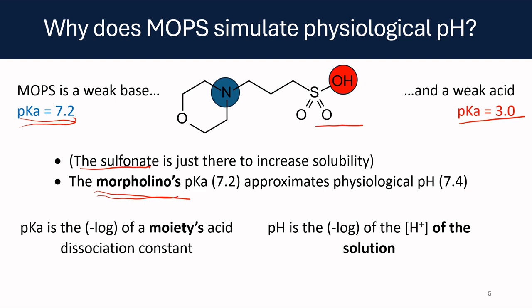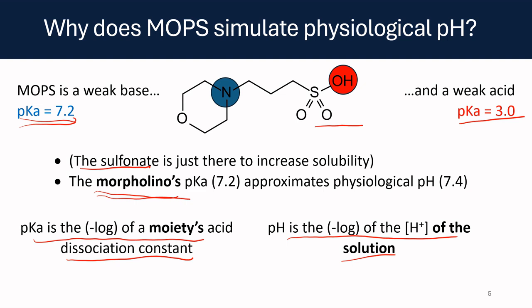But we need to take a step back and recall that the pH of a solution and the pKa of a functional group are similar but different. The pKa is the negative log of a moiety or functional group's acid dissociation constant. All right? The pH, that's the negative log of the hydronium content in the entire solution. pKa refers to molecules, pHs refer to solutions.